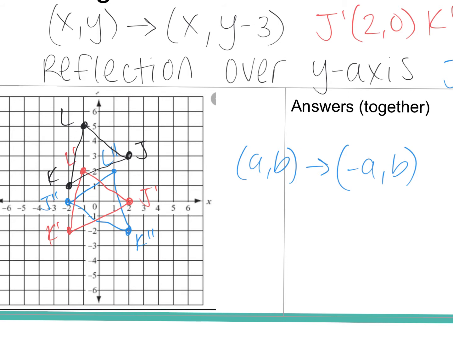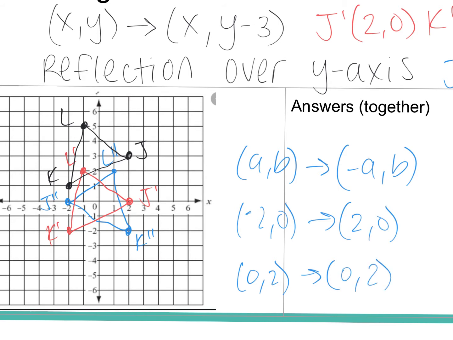Hayden, I'm waiting. What's up? So you're saying if we had negative 2 comma 0, that would change into 2 comma 0. Yep. Now what if it was 0 comma 2? It would stay like that. Okay. Because is 0 positive or negative? It's neither, okay? So changing the sign of a 0 does not change the coordinate.